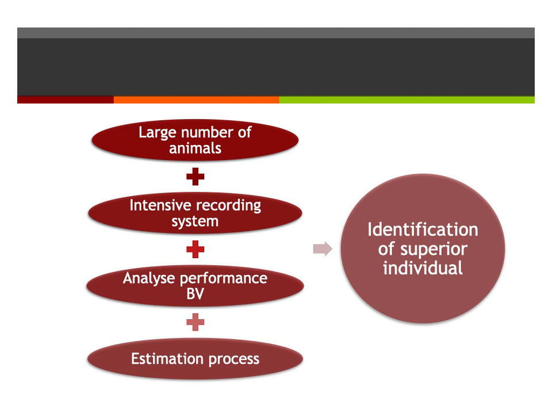In order for us to identify a superior individual, we require a large number of animals so that we have a pool of genetic information. That requires an intensive recording system, and we also need to analyze the performance of the individuals in the pool and get the BV, or what we call the breeding value. We also need to estimate the process involved, for instance, how long the duration is to complete one cycle of the animal.